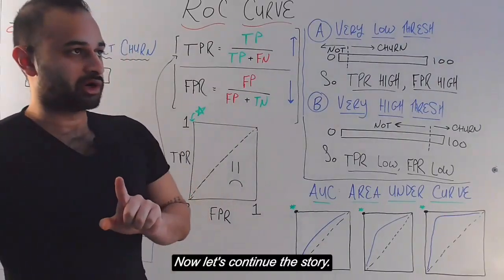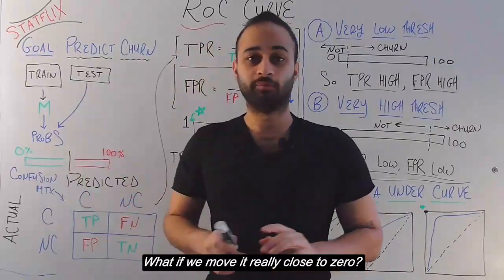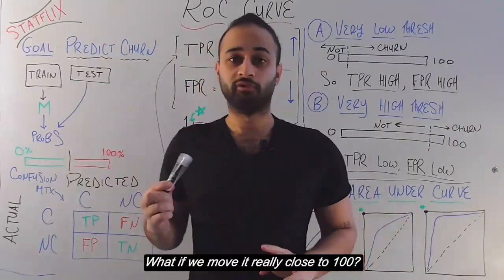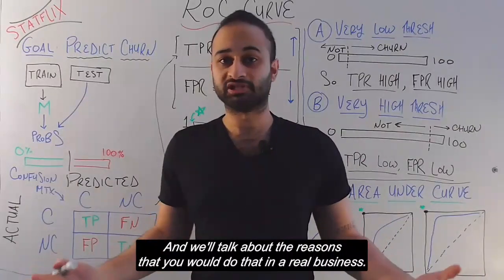Now let's continue the story. Let's see what happens when we take this threshold and we move it around. What if we move it really close to 0? What if we move it really close to 100? And we'll talk about the reasons that you would do that in a real business.